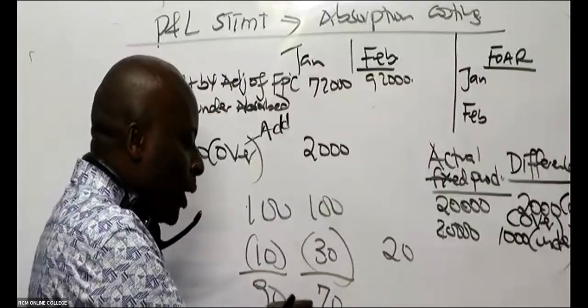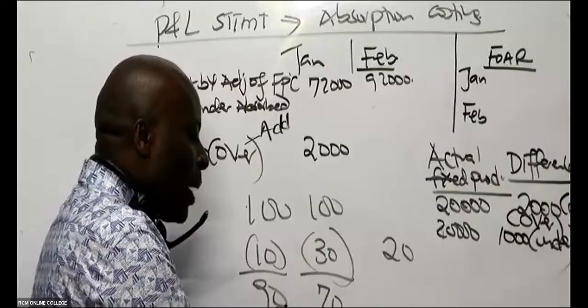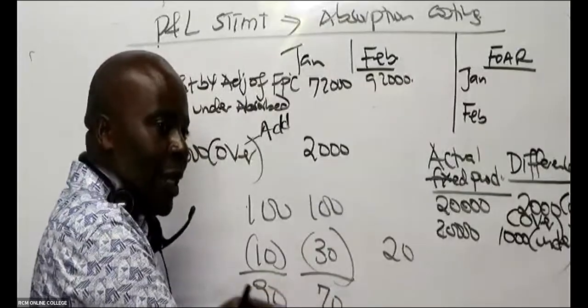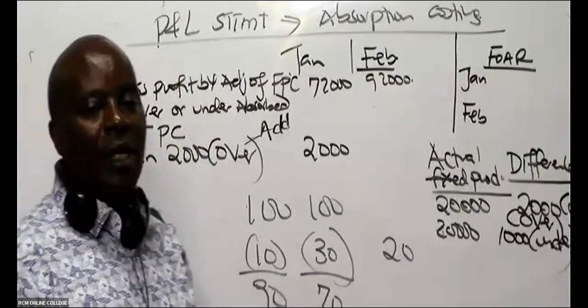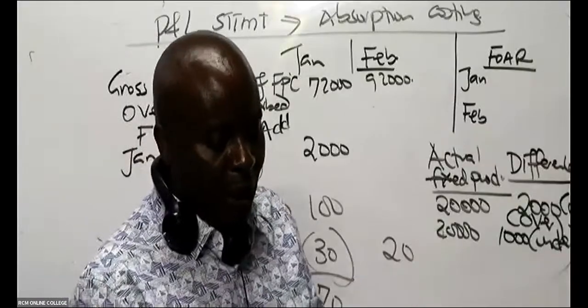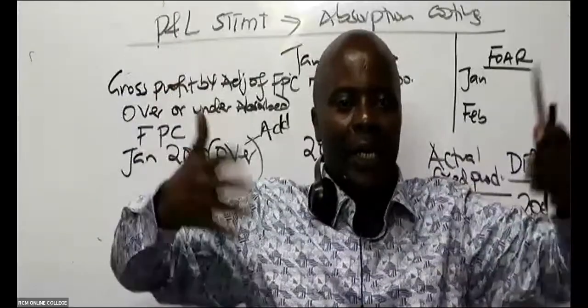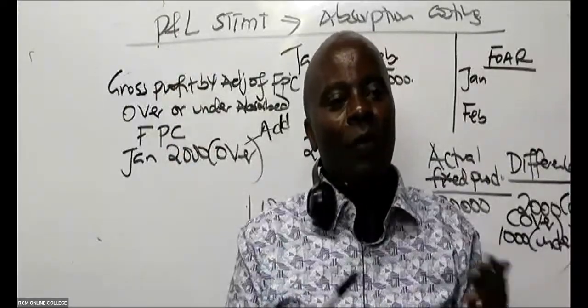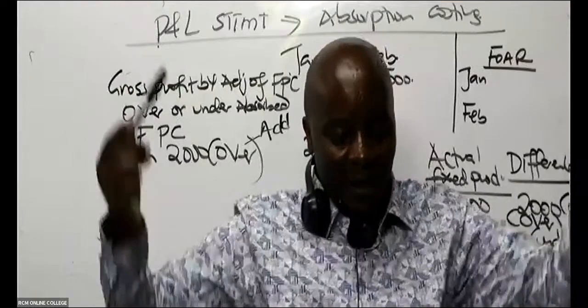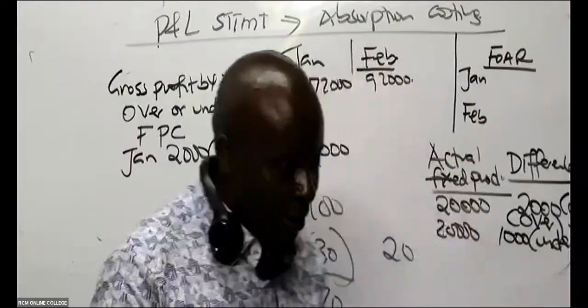So if I want to correct this 70, I will go back and add what here to make it 90. So whenever it is over, in management accounting, you just see that over means a giant. Giant means bigger, increase, add. So whenever you see over, even if you understand nothing, add. Is that okay? Over, add.